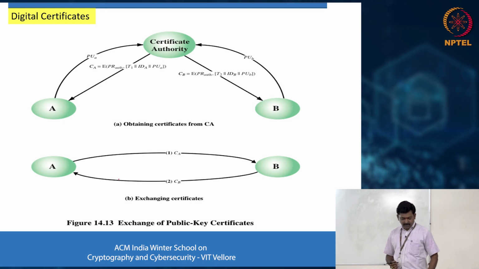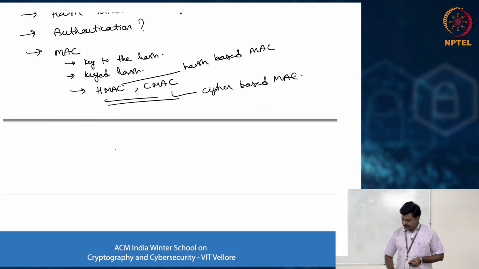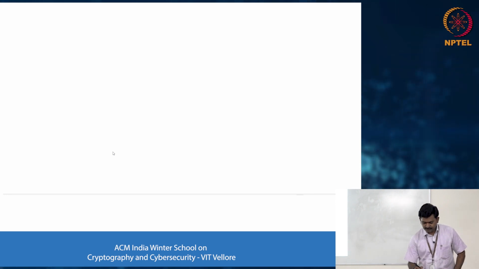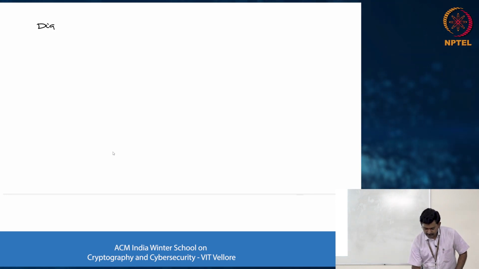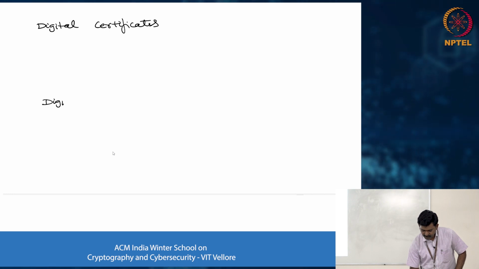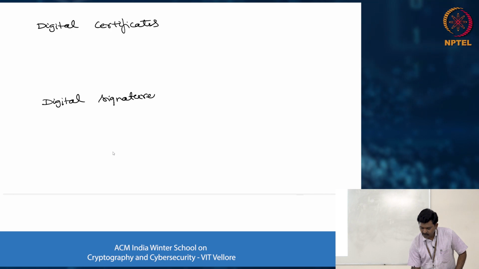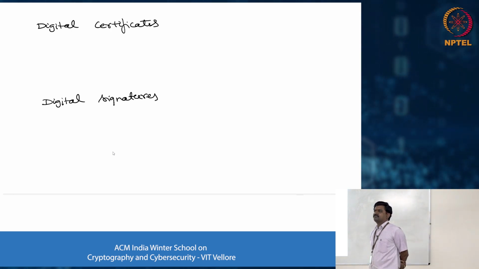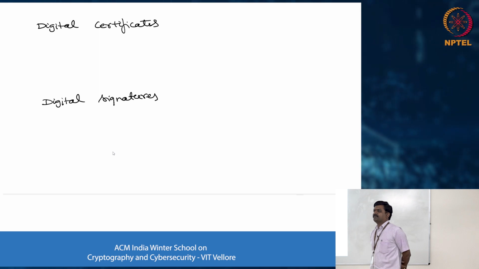And once this key establishment is done, what happens next? The communication between both of them would be symmetric encrypted communication. Right? You must have also heard in the last few days about two things: digital certificates and digital signatures. What is the difference between certificates and signatures?